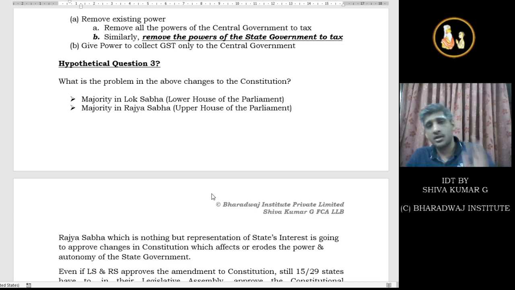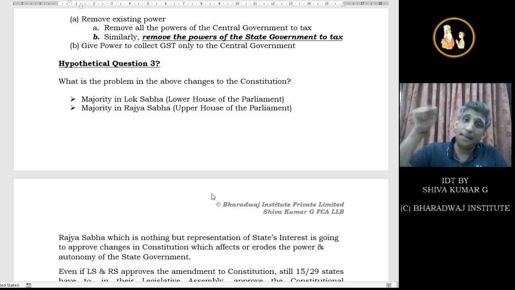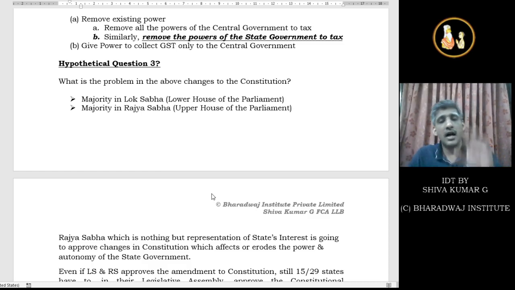Then I asked you a question: what is the difference between Lok Sabha and Rajya Sabha? Lok Sabha is the member of parliament elected directly by the people to the parliament, whereas the Rajya Sabha, also known as the upper house, is a representative of the representative. We elected MLA, no? MLA is state government. MLA will in turn elect Rajya Sabha MP. Therefore, a Rajya Sabha is the representative of the state interest.